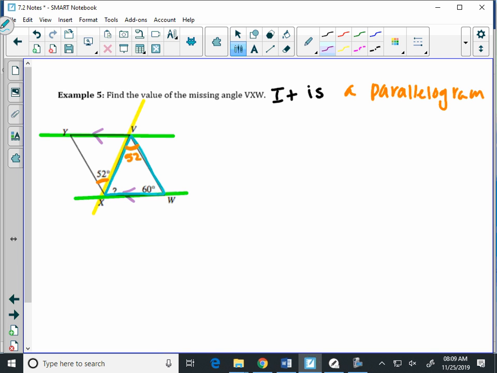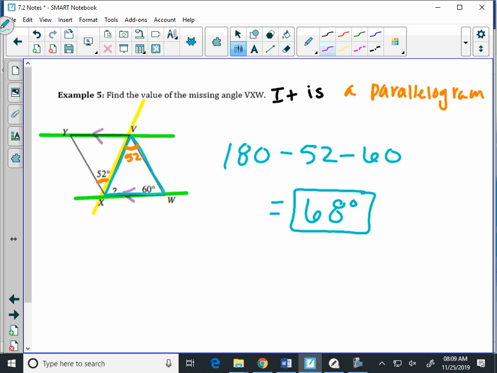What did we just say? What do we know about all the angles of a triangle? So we just subtract them from 180. And what do we get? We do 180 minus 52 minus 60. So our missing angle is 68 degrees. I'll write that a little bit better. And done. Questions over that? No? Okay. That's all we're going to do today.